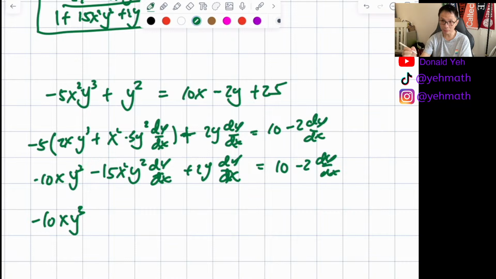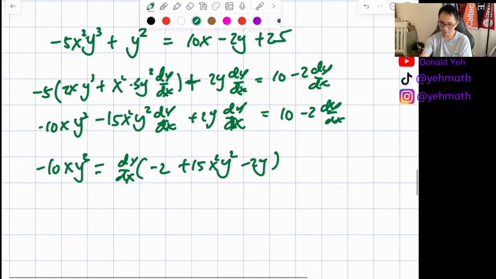Sorry, I'm just doing this kind of quick because I want to talk about one more question before I go. Now, I'm moving dy dx to the other side. So here I'm going to factor out dy dx, and here I'm going to get -2 plus 15x squared y squared, I just do 2 in one step, minus 2y. So far, am I doing okay?